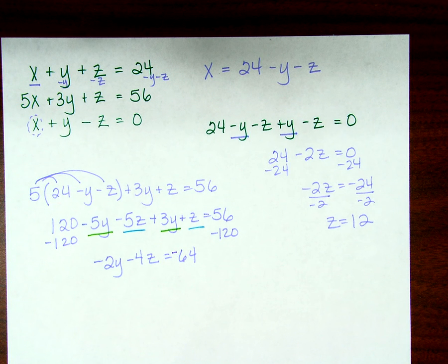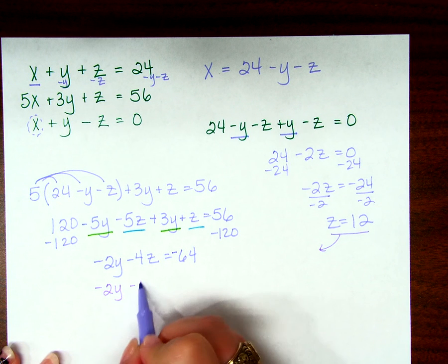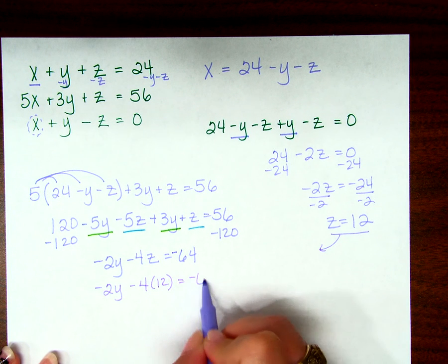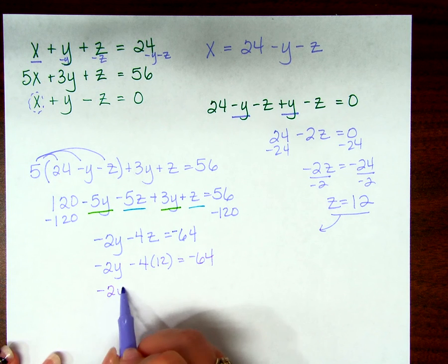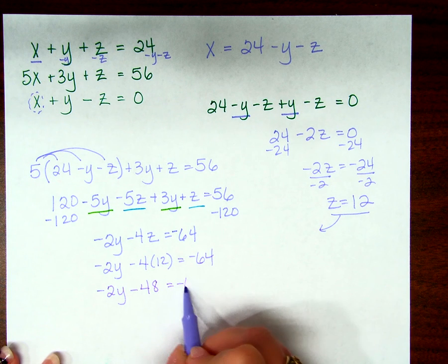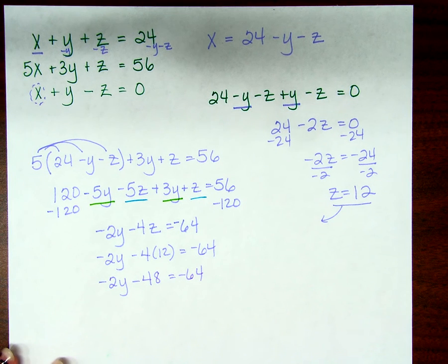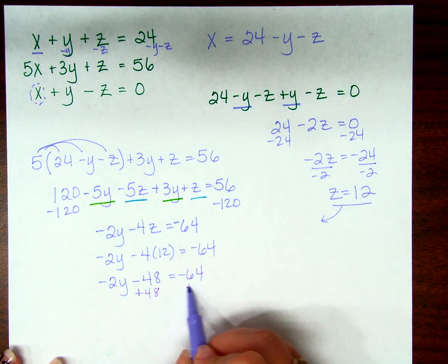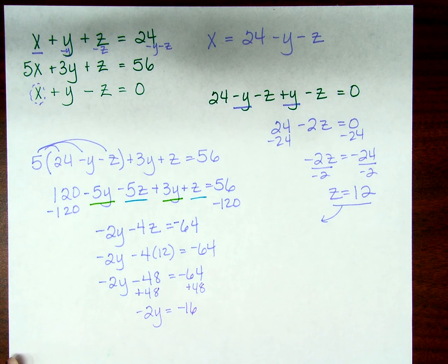So now what? What do you want to do? Substitute in my z right here. Negative 2y minus 4 times 12 equals negative 64. So negative 2y minus 48 equals negative 64. So add 48. So negative 2y equals negative 16. y equals 8.